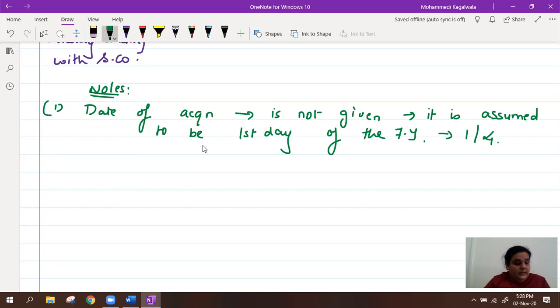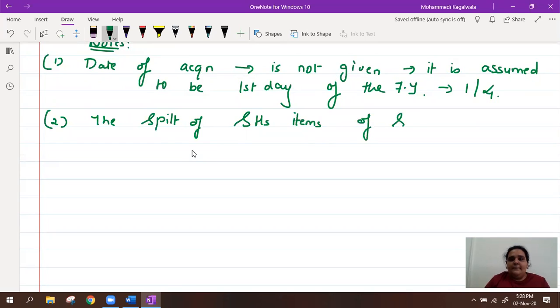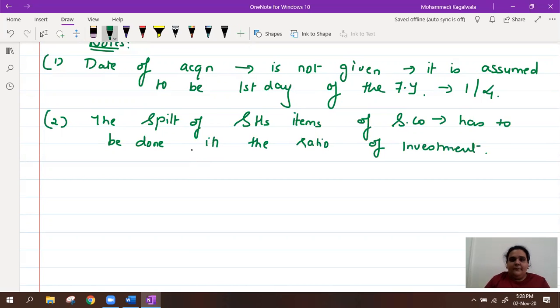All right. Then I'm writing about the split of shareholders items of subsidiary company has to be done in the ratio of investment. Example, if the holding company's ratio is 80%, then the minority interest ratio will be 20%.